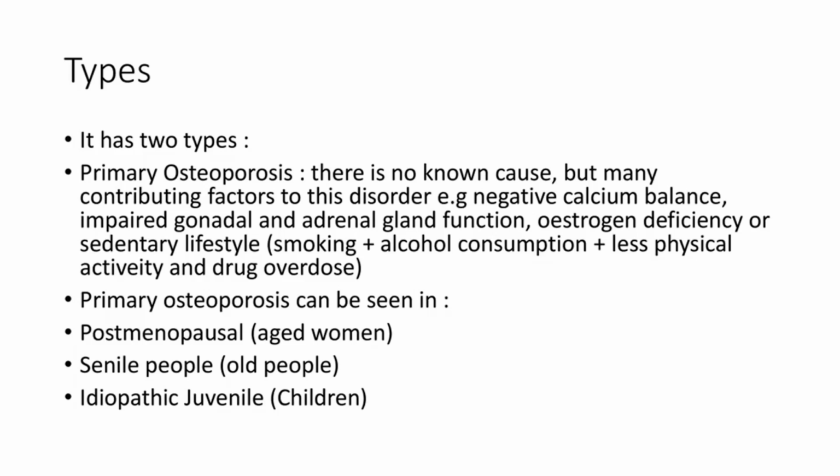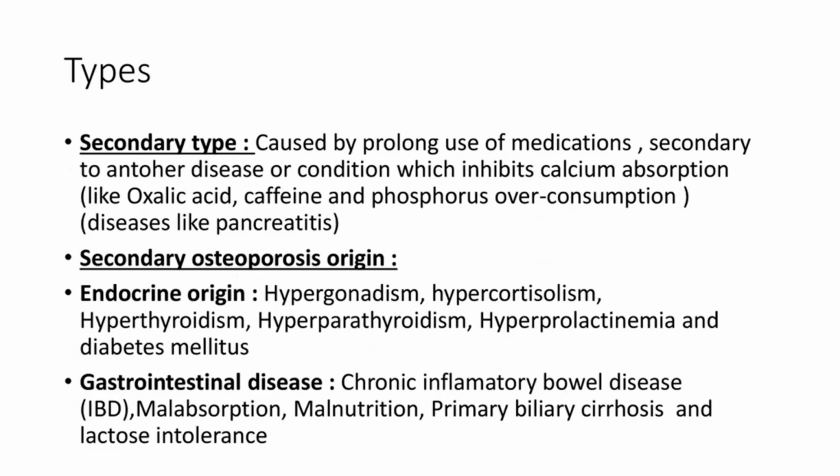Then we have the secondary type of osteoporosis. This type is basically due to some known cause, either due to medication use or due to some disease like comorbidities, or due to some inhibition of calcium absorption or malnutrition due to absence of calcium in the blood as well as the bone. So these are the factors. Now it's explained a bit.